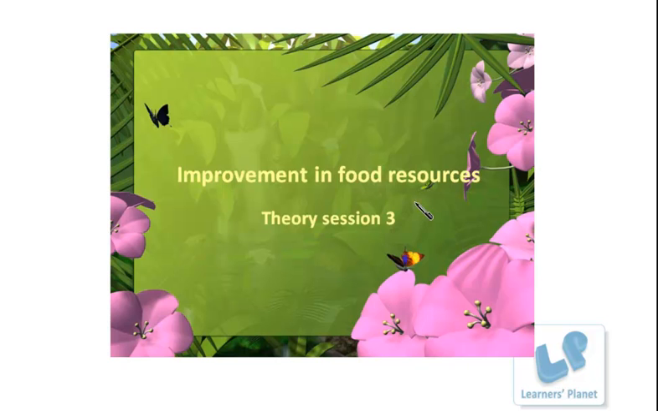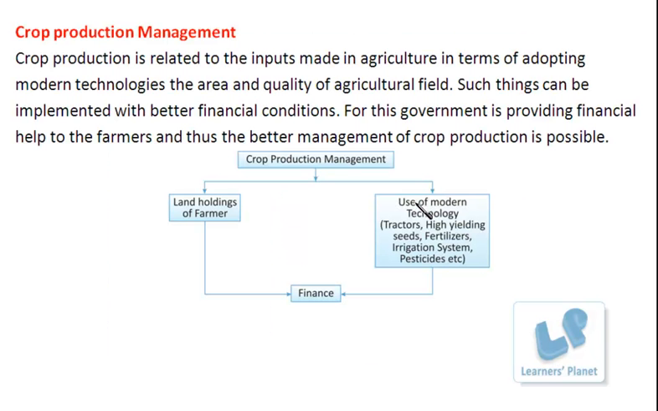In today's session, let me continue, and today I will explain how the production could be increased from the crop fields. This crop production is directly related to the inputs which are made by the farmers in agriculture. In a country like ours, that is India, there are three different types of farmers.